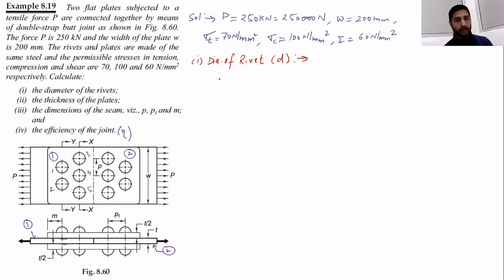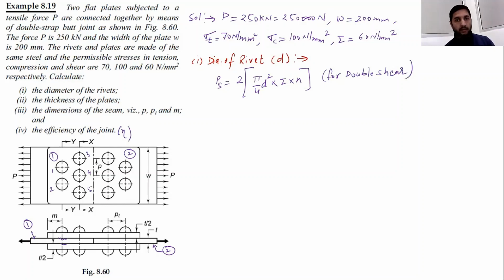So the formula you already know. We know that the shear strength for double shear will be twice, and it will be pi by 4 d square into tau into n. We have already derived this shear strength formula, so we can directly use this formula. And Ps will be twice because it is double shear; we will use the double shear formula.